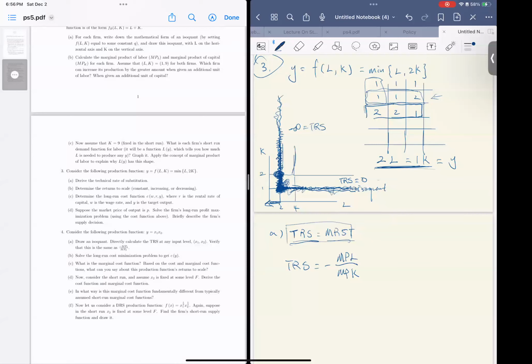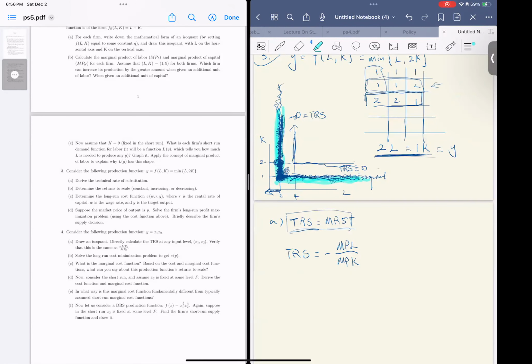Only when you upgrade to the next isoquant. If you only change one thing, because labor and capital at that isoquant are not substitutable, you cannot substitute any labor for capital at that isoquant. Does it make sense? I hope it's clear. Okay, so that's the technical rate of substitution.